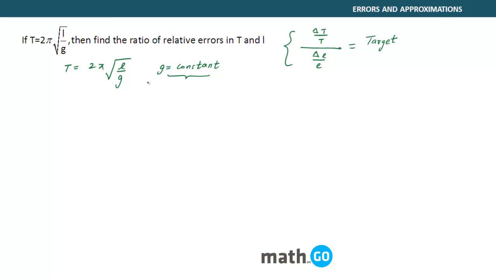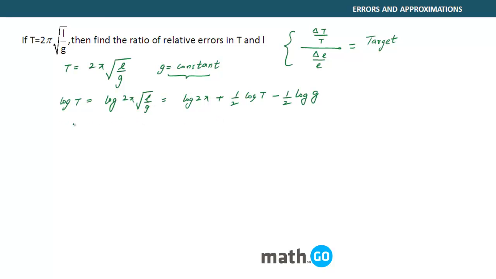How do you want to differentiate? Obviously then only you will apply delta T by T. So for differentiation, let's first of all take log, because that will simplify your process, right? Remember the logarithmic differentiation that we did the other day. So this could be written as log of 2 pi, plus 1 by 2 log L, minus 1 by 2 log g, right? Understood?